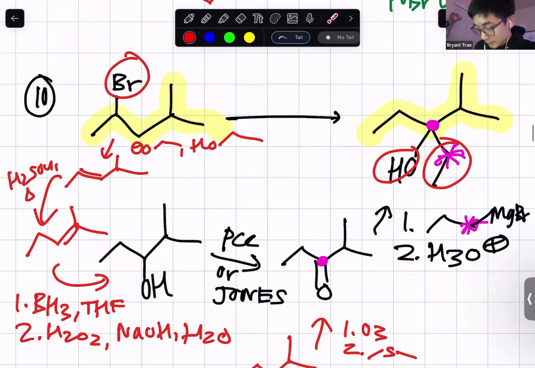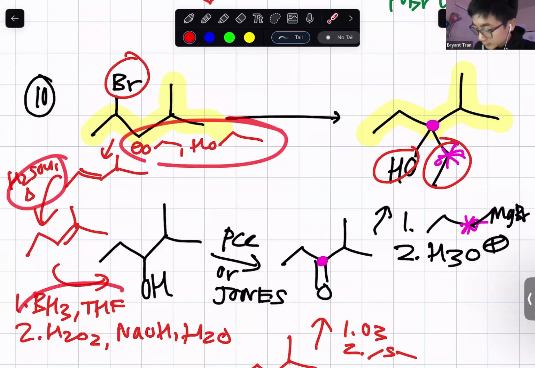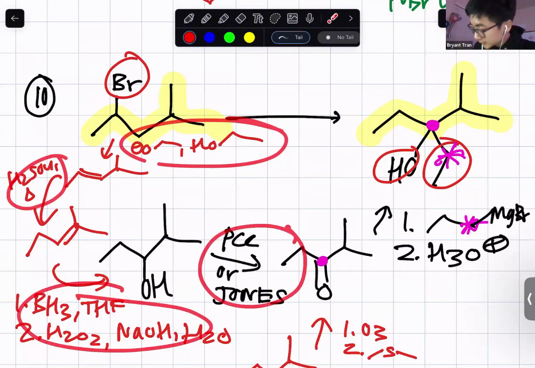Right, so this was a pretty long one. The first step was E2. Second one, isomerization. Third step, hydroboration oxidation. Fourth step, oxidation. And then fifth step, Grignard reagent.